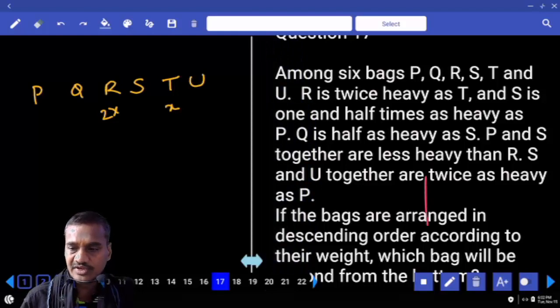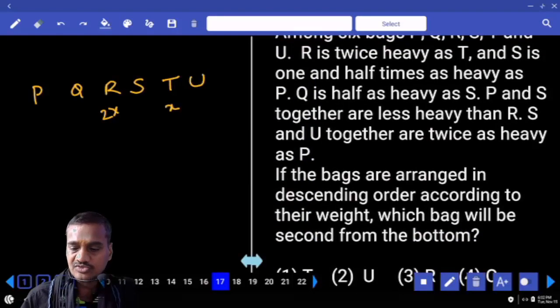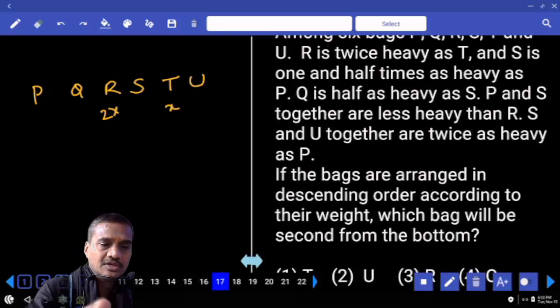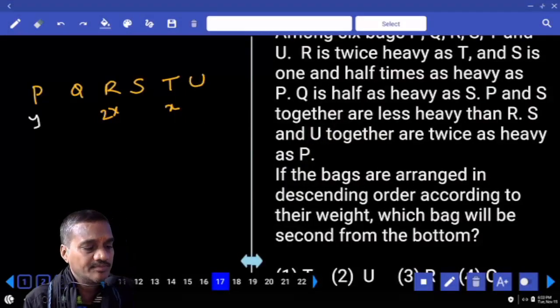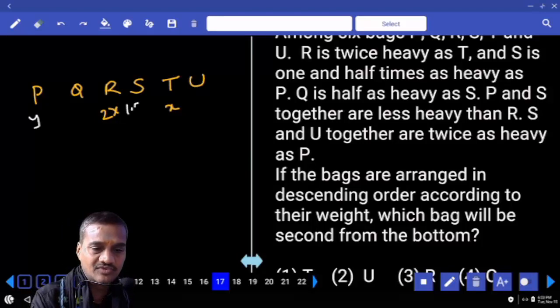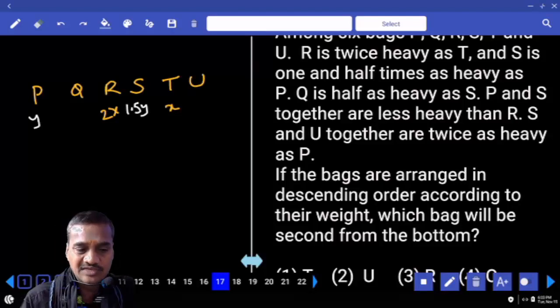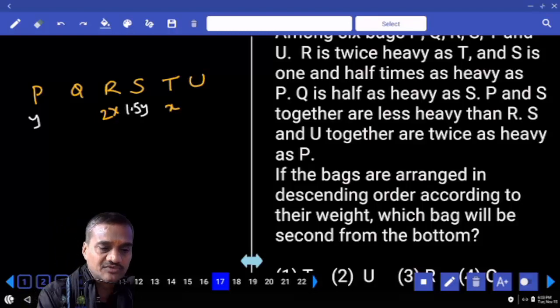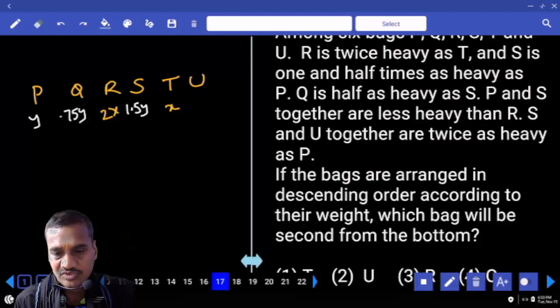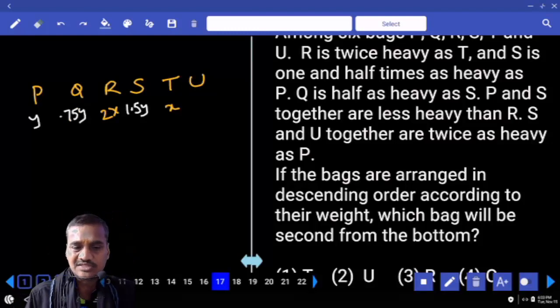And S is 1.5 times that of P. Now P is Y. If we take P as Y, what should S be? 1.5 times, that means this must be 1.5Y. And S is 1.5 times as heavy as P. Q is half as heavy as S. So 1.5 divided by 2, that is 0.75Y. Now this is Q.